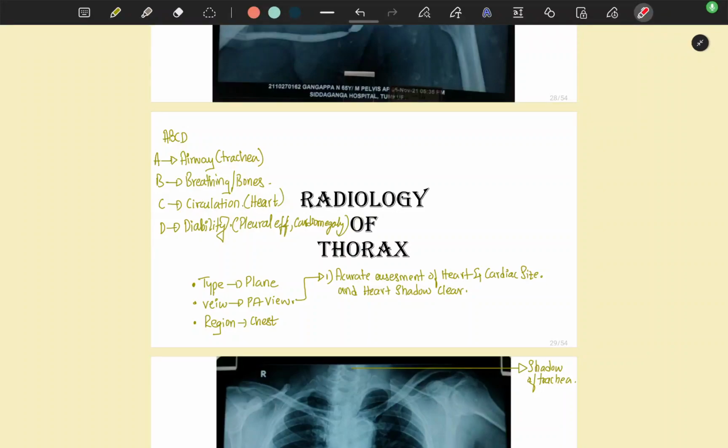Good evening, friends. Today I'm going to explain the radiology of thorax. Important.